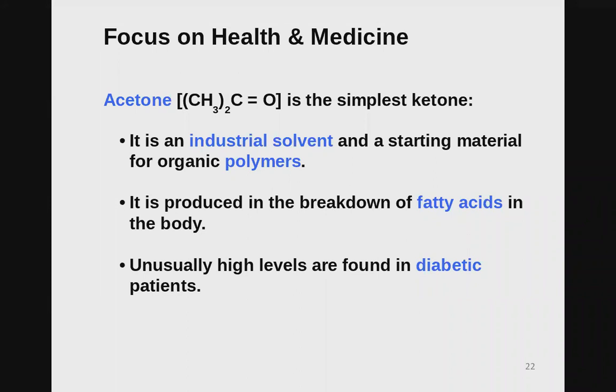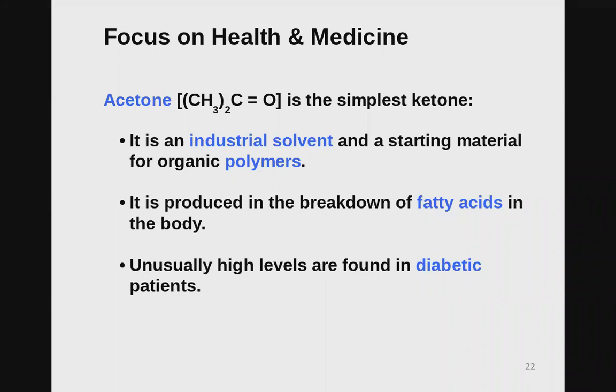Now, acetone, as we discussed, is the simplest of all the ketones, CH3-CO-CH3. It's an industrial solvent, right? It's used for dissolving things, or pulling them off of a substance. If you ever clean fingernail polish off your fingernails, acetone makes the polish soluble, thus pulling it off your fingernails. It's also used as a starting material in many organic polymers, so it does have some industrial applications.